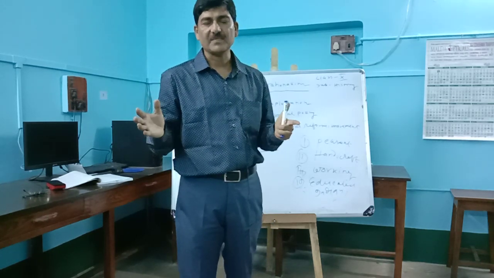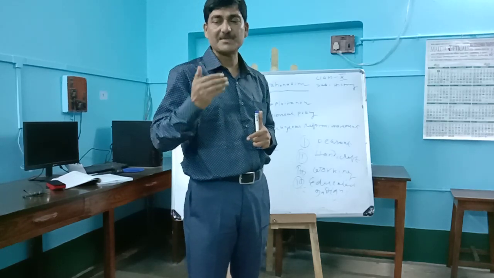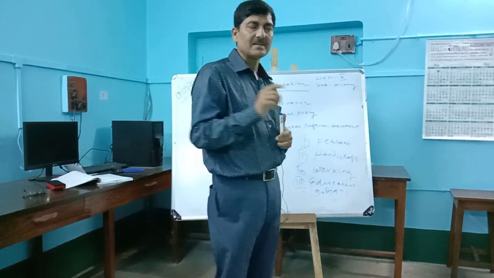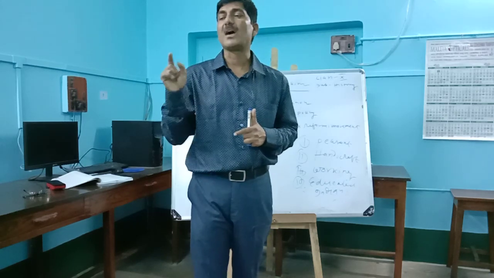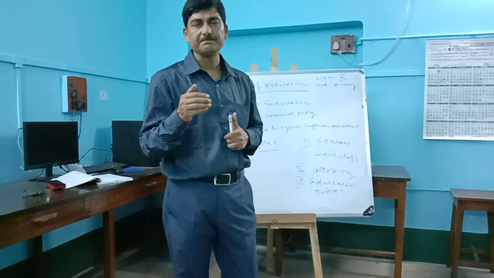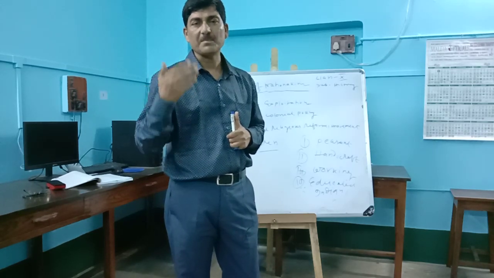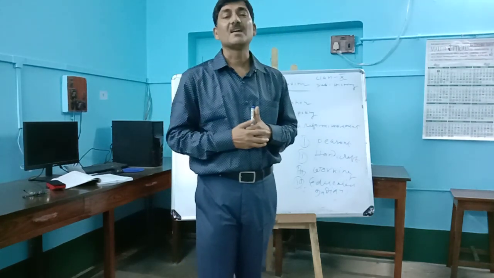So naturally, these three groups of people ultimately exploited the farmers. Number one, the British government itself. Second, the zamindars. Third, the money lenders. Their conditions became so harsh. Sometimes they left agriculture and went to the forest for their livelihood.